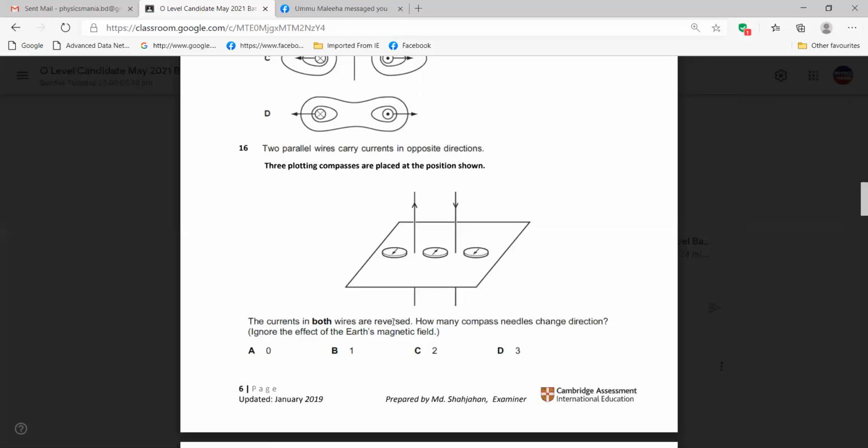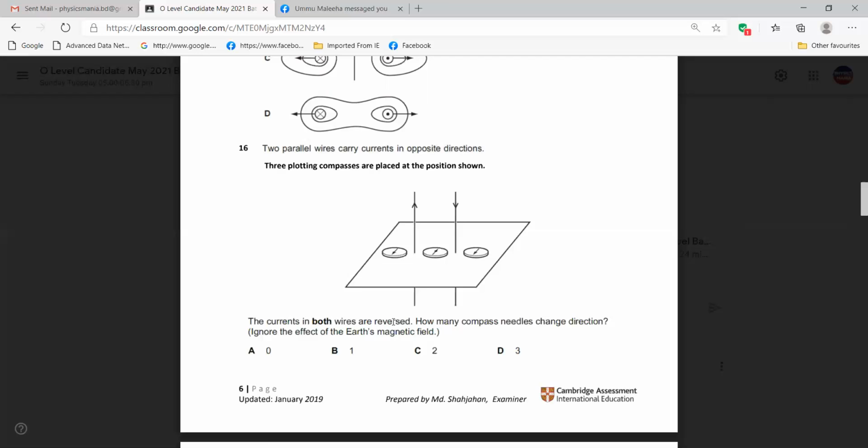Wait, I didn't get you. I'm saying if you reverse the current, sir, it's the same, right? How same? If I reverse the current, the field lines' direction will also change, for both the wires. They are changing. You check.